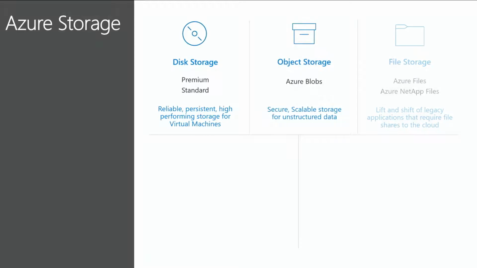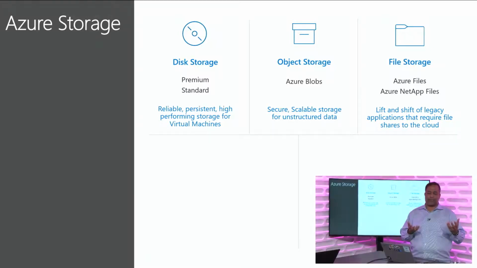So when we talk about Azure Storage, what are we really talking about? The first thing is the three core services that make up Azure Storage. We have disk storage, which are your persistent disks for your virtual machines, either your boot disk or your data disks. We have file storage, which is your shared SMB storage as a service. And then we have object storage, or blob storage, which is our scalable, high-performance object storage as a service.